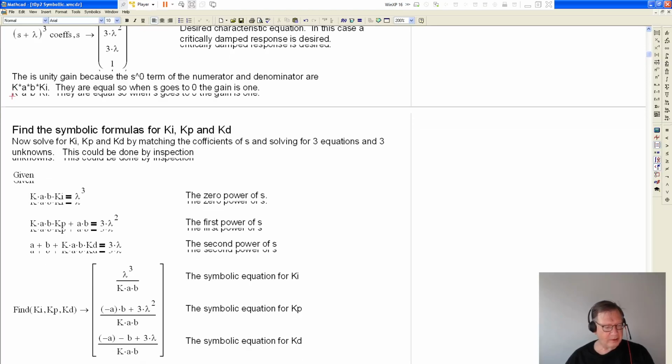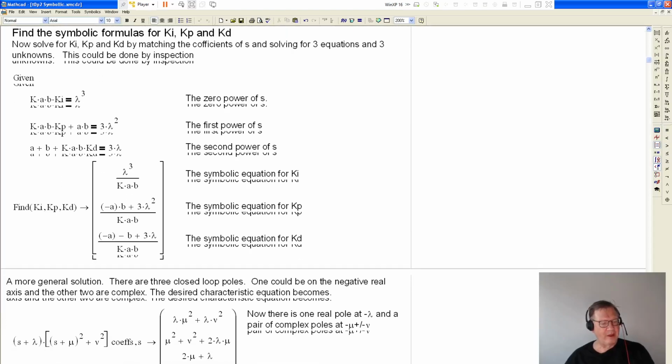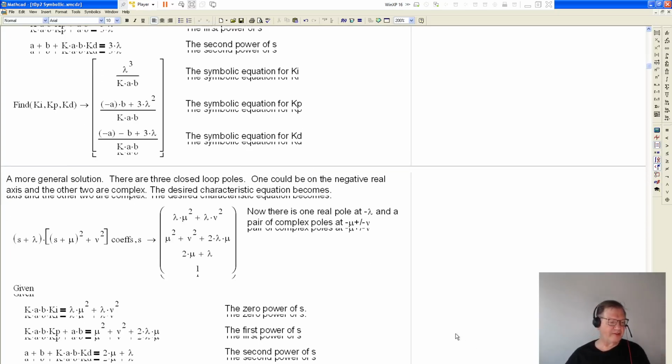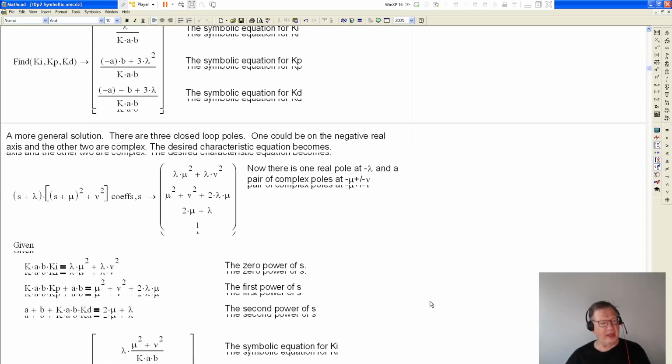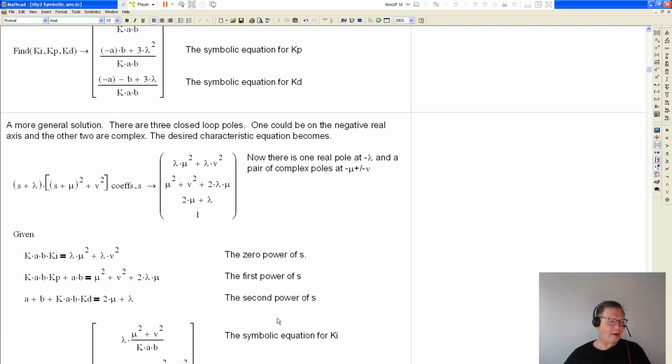Let's go on down. There's a more general solution where we can have 3 poles. When you have 3 poles, you're going to have 1 real pole and 2 complex poles. But the problem with this is that now you have to place 3 poles. And in general, if you make 1 pole, like the real pole, more negative, the real part of the complex poles become less negative, and so you end up fighting a losing battle where you really can't increase the gains by that much.